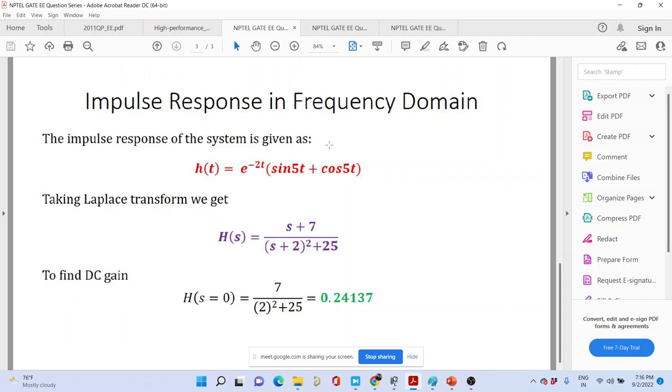The impulse response that I have written over here, h(t) with e to the power minus 2t, is given in the question. I am taking the Laplace transform of the expression. If you do the Laplace transform, you will end up getting this expression. And to find the DC gain, as I have told you, we have to put s equal to 0, and if you do that, we end up getting 0.4137. So this is how you solve this sum.